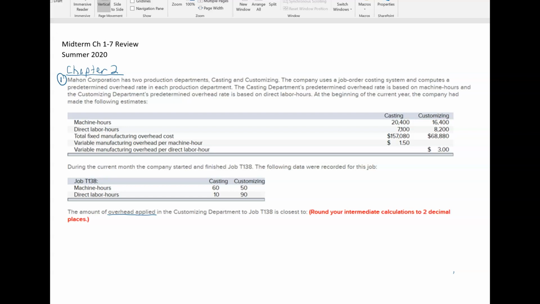We're going to start with Chapter 2, and we need to look at the overhead applied in the customizing department. I'm going to write the formula down. The overhead is going to be the fixed overhead plus the variable overhead times the base, which here is direct labor hours.